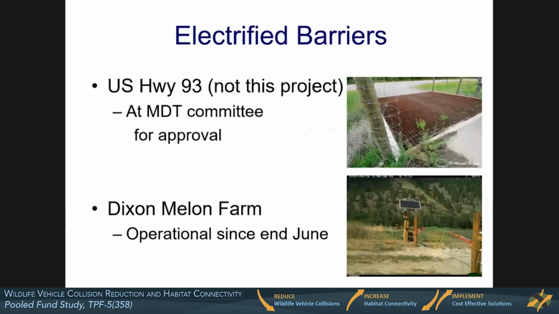The final study location is a melon farm, and this is something very good. It was very fortuitous that we were able to connect with other organizations and hit the ground running as soon as our paperwork was signed with Nevada. We basically have had cameras operational at electrified barriers since June. And I'll explain a little bit more detail and also some results in the coming slides.